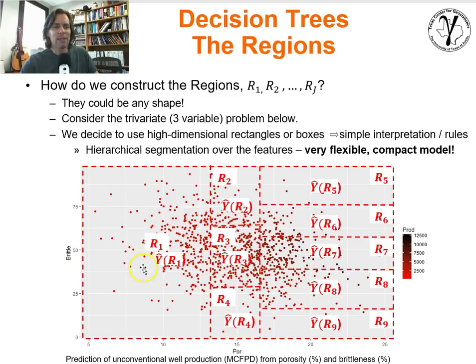We could segment this space here by drawing a boundary right here. We could draw another boundary right here, and then we could go ahead and start to break up the other regions, and that's why it's hierarchical binary segmentation. We just keep splitting regions up using very simple straight lines. It's just a rule within each one of the features. Porosity greater than, less than 14 point something percent, or something like that.